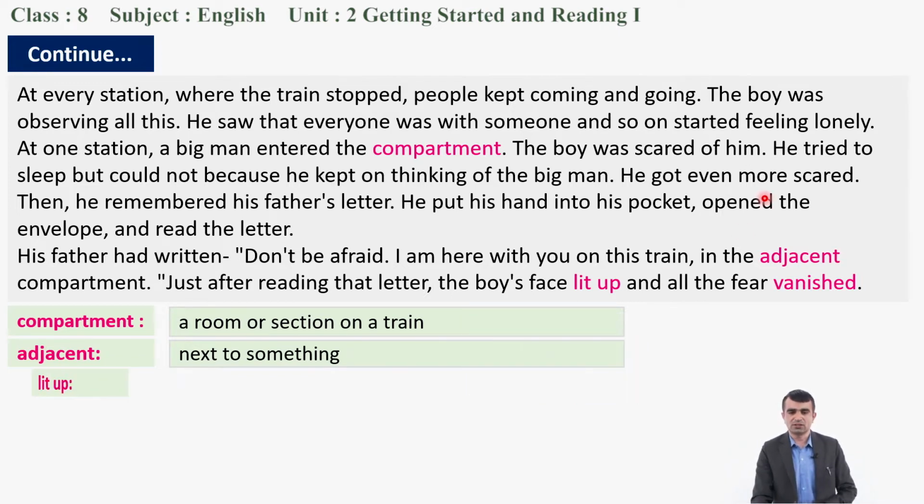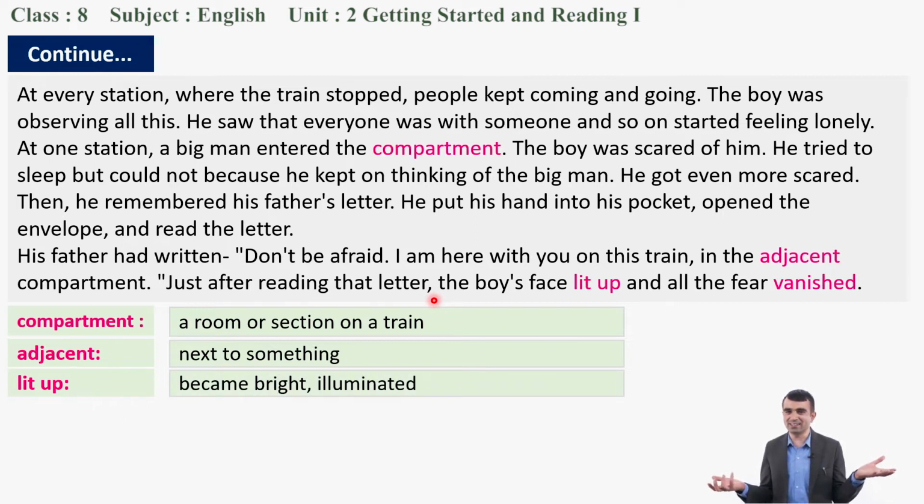Now, next. Lit up. What does lit up mean? See here, just after reading that letter, the boy's face lit up. Means? Okay, became bright, illuminated, became happy. When you are happy, your face lights up, doesn't it? Light up, past tense is lit up. So, became happy, became bright, illuminated, that is lit up.